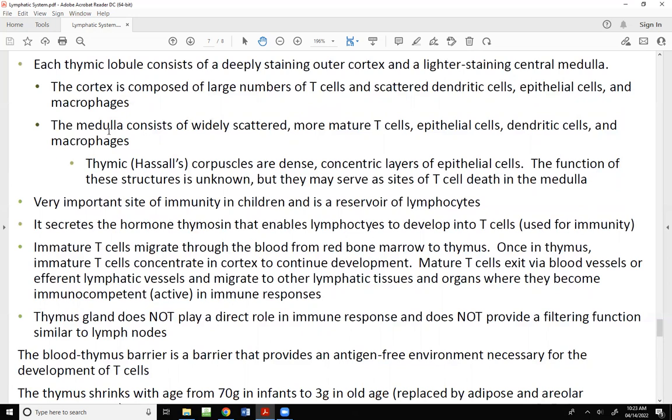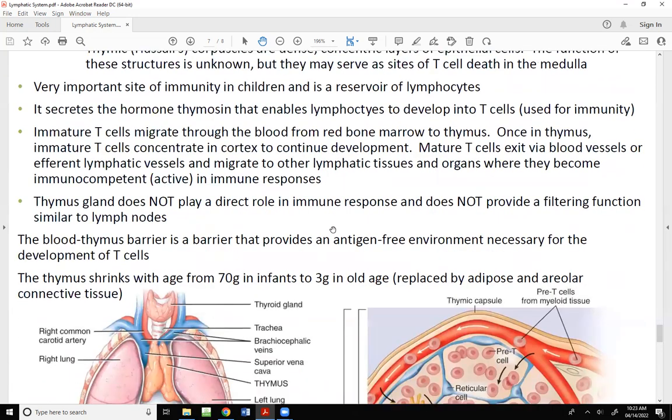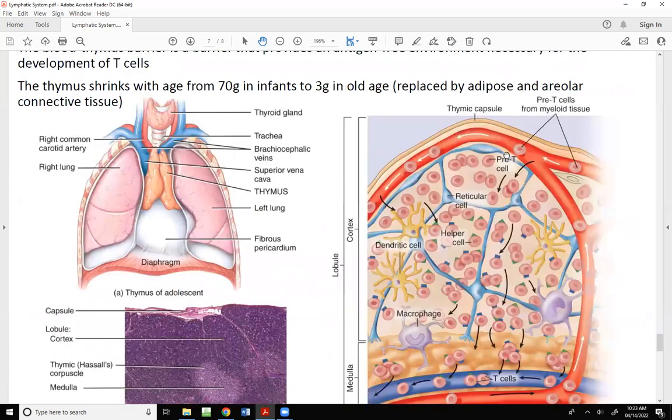Within the cortex are a large number of T cells, scattered dendritic cells, epithelial cells, and macrophages. Whereas in the medulla, you've also got T cells, but they're more mature T cells, and they've also got epithelial cells, dendritic cells, and macrophages. Essentially, the cortex is where those T cells gain their maturity. It's kind of like growing up.